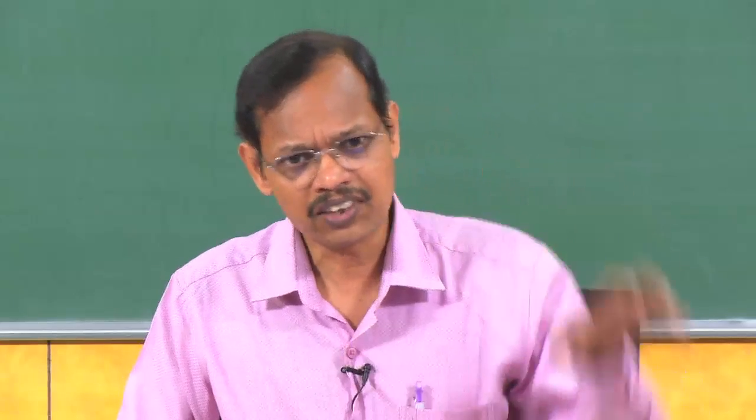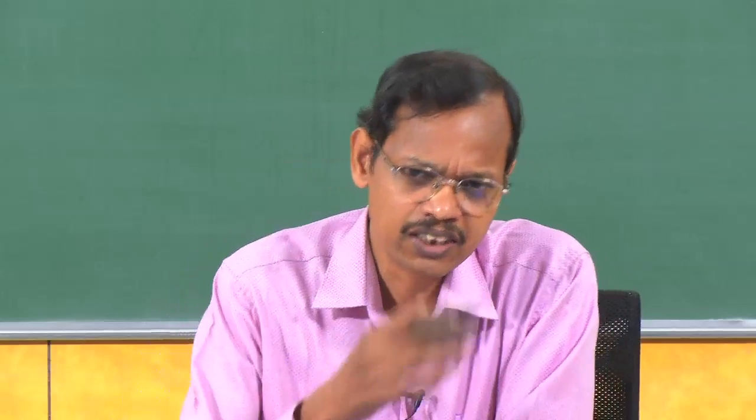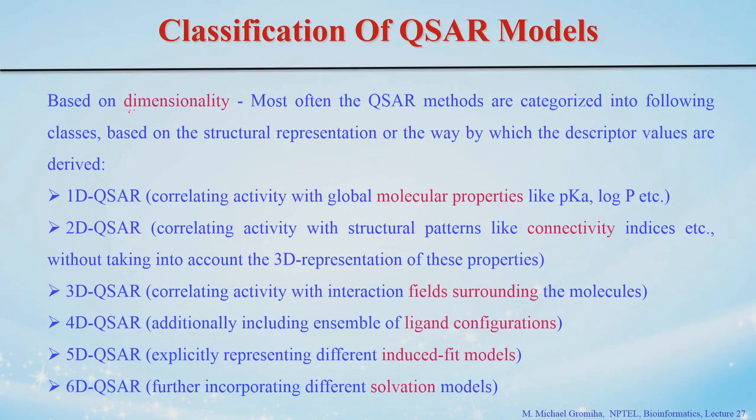So, experimentally we know this using different assays. Now we have these experimental values, experimental data, and we need to relate them with computational models. In this case, we can have various types of QSAR models based on dimensionality. You can see 1D QSAR, 2D QSAR, 3D QSAR and so on.